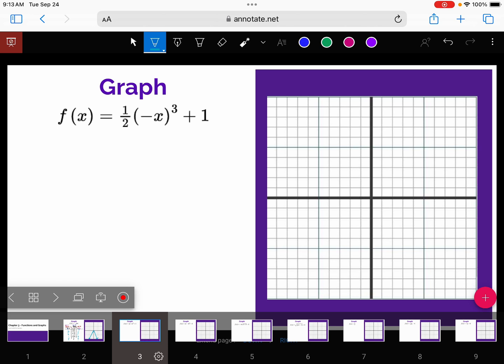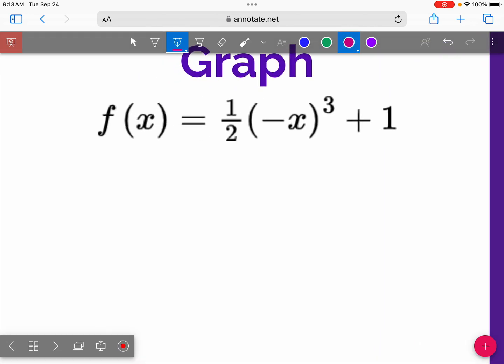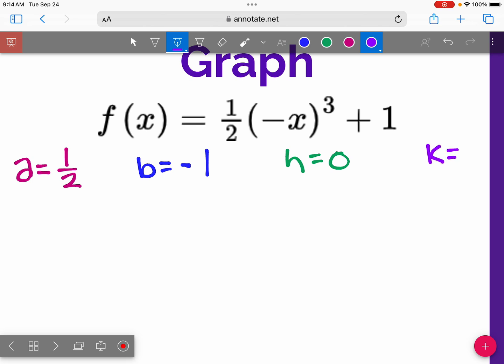So what do we have for a? A is 1/2. How about for b? -1. Right? -1 times the x. We're never going to have a variable inside our a, b, h, or k. Like never ever. How about our h? What do we have for h? 0. There's nothing added or subtracted to the x in there. How about our k? 1.